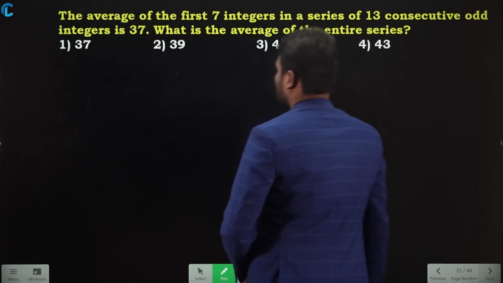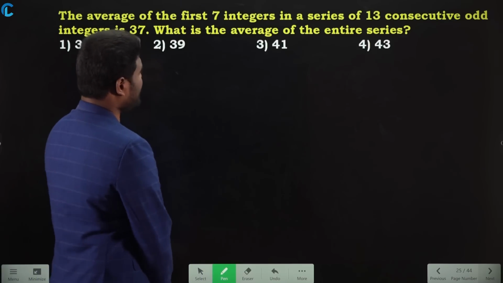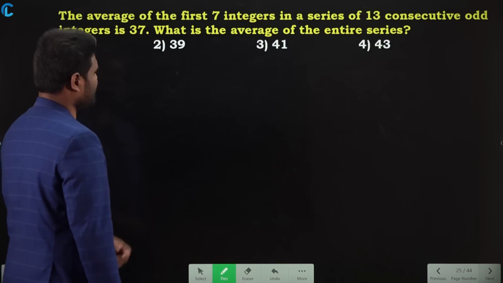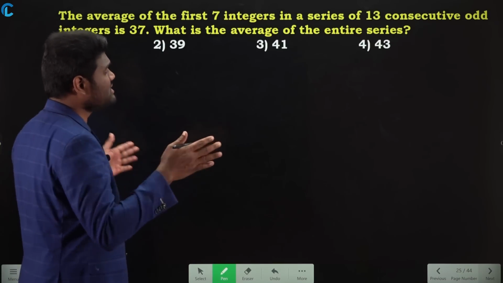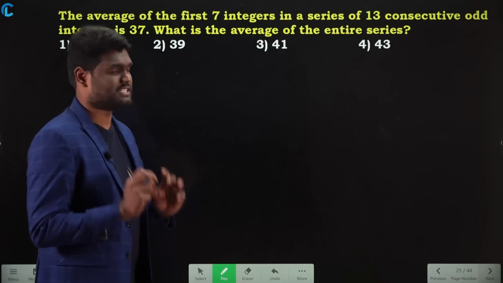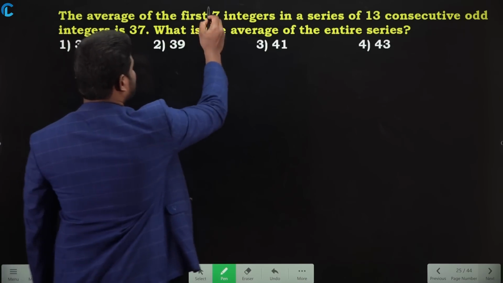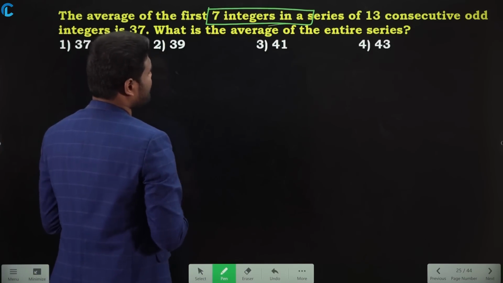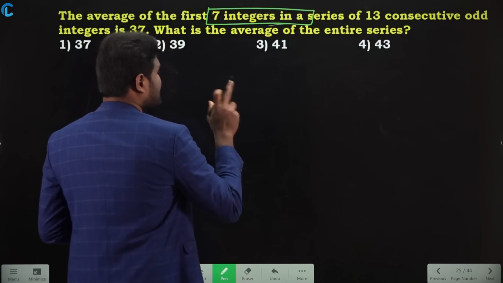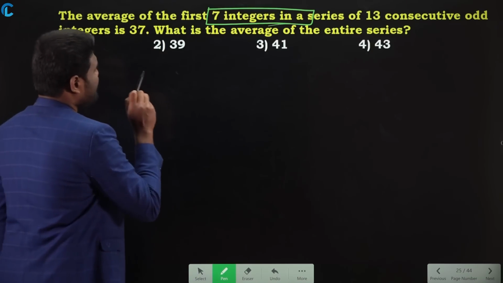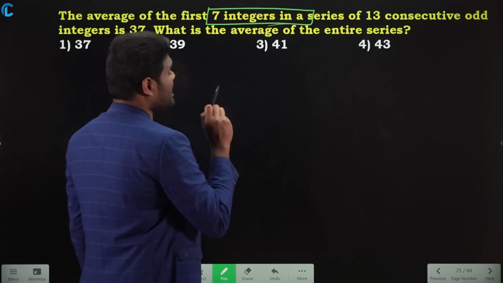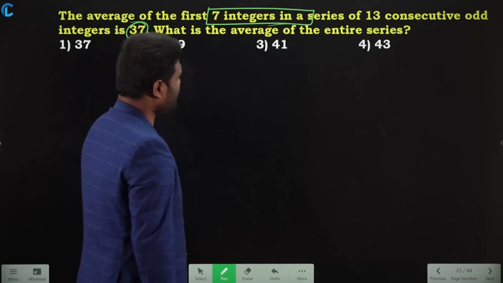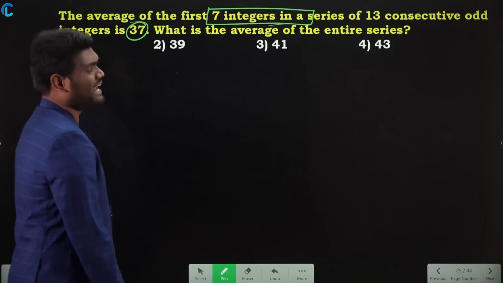Okay. Next one. The average of the first 7 integers in a series of 13 consecutive odd integers is 37. What is the average of the entire series? Look here, even this question is a very simple question. It says the first 7 integers, and the average of the first 7 integers is 37. They are asking us to find the average for the entire series.